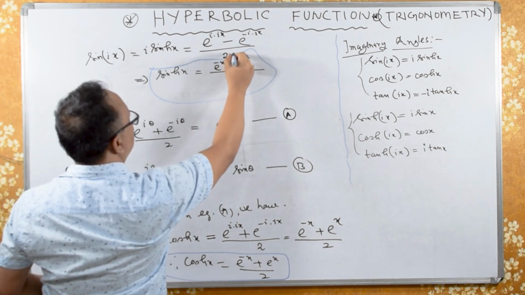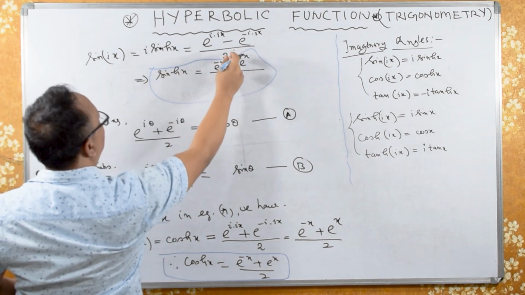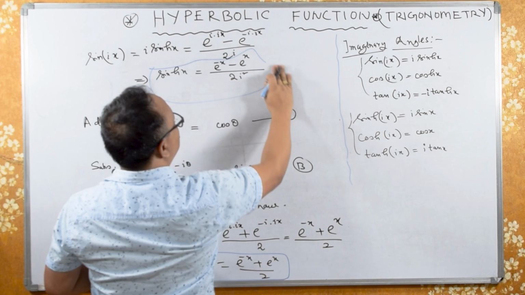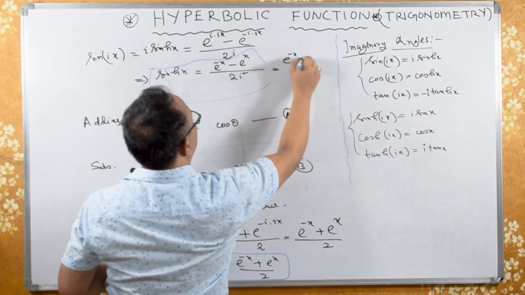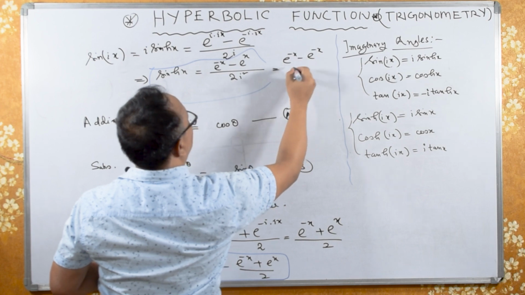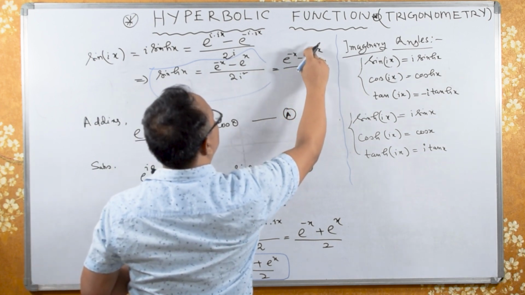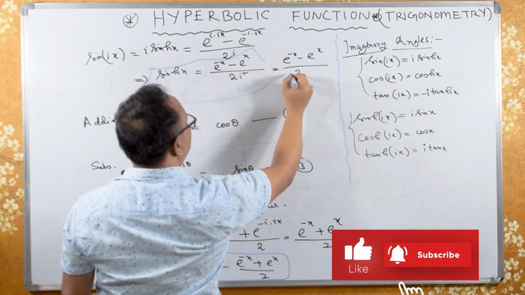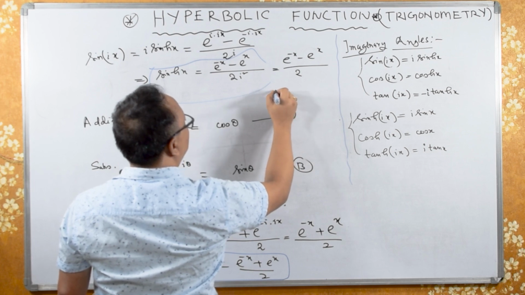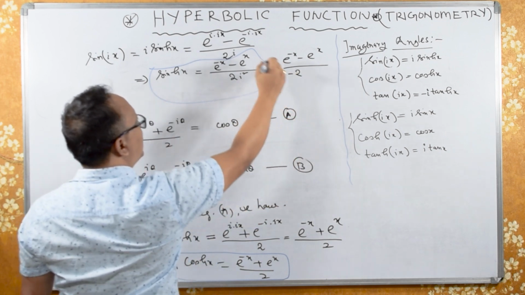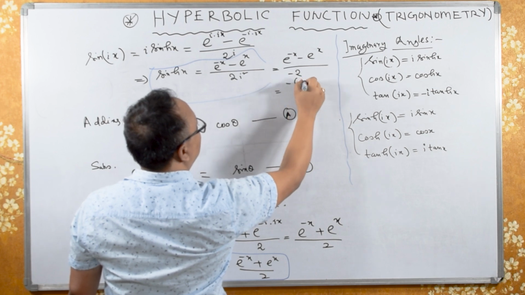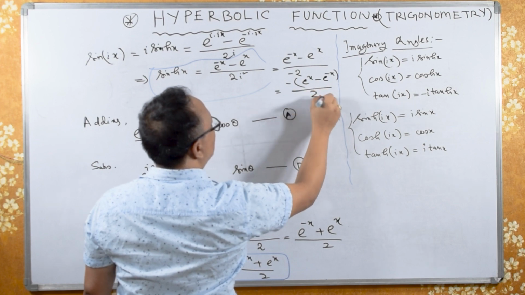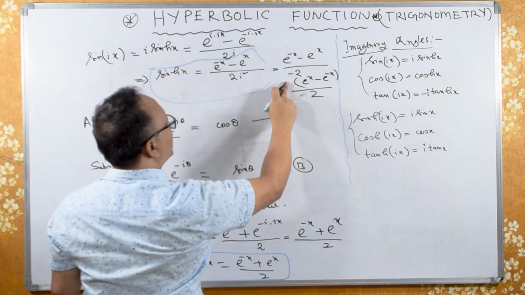Now here you have i, and i into i is minus 1, so you can say i square. Again we write one step over here. This is the same as e raised to minus x minus e raised to x upon minus 2 ... if I take minus common, then this will come first, e raised to x minus e raised to minus x upon 2. Here minus, so minus gets cancelled.